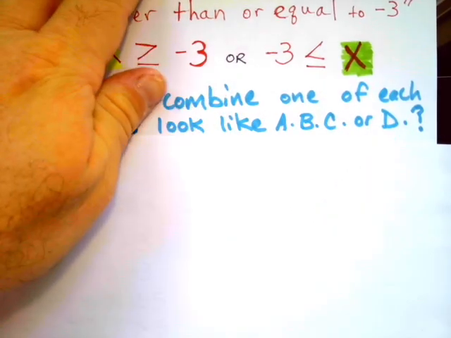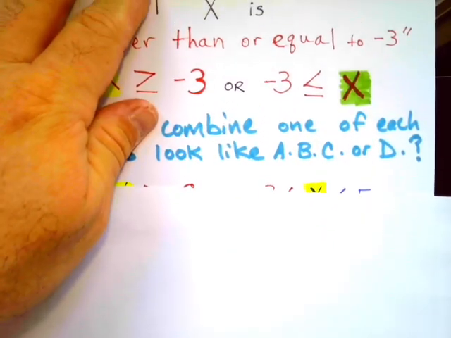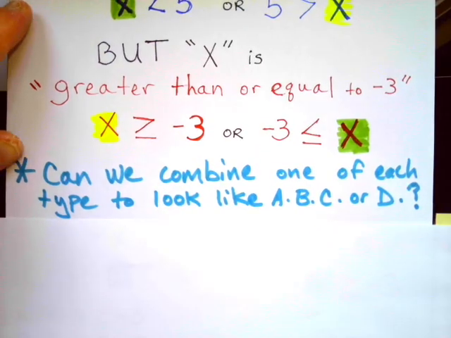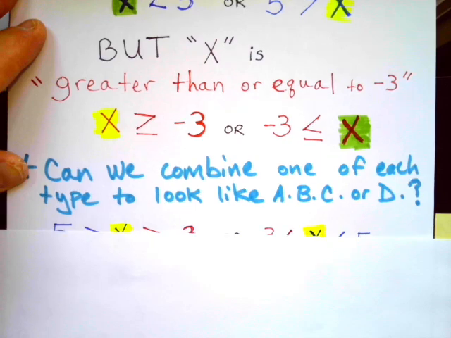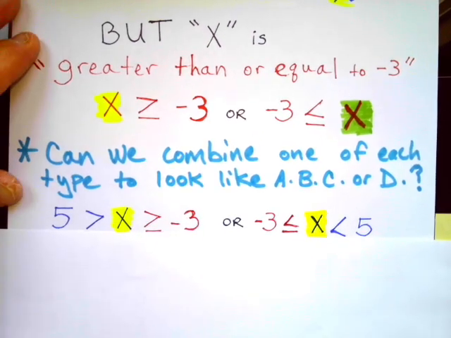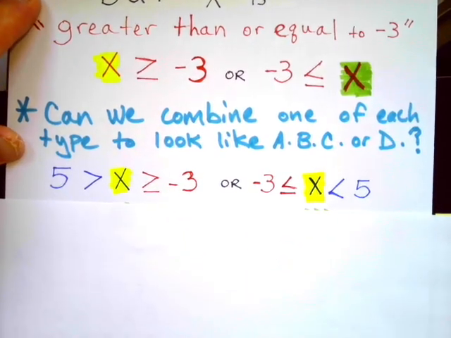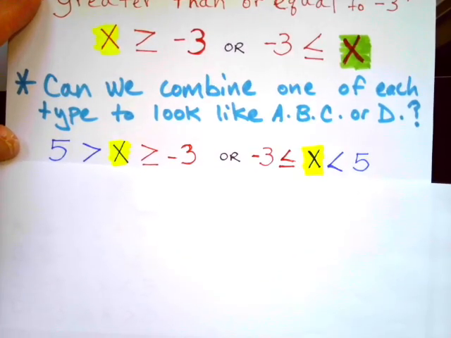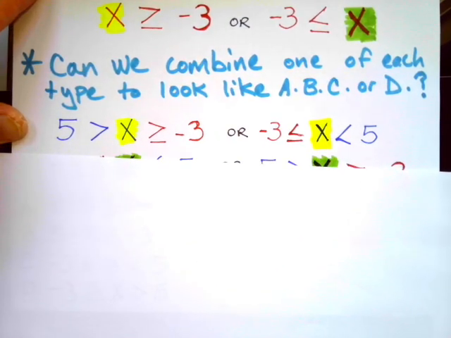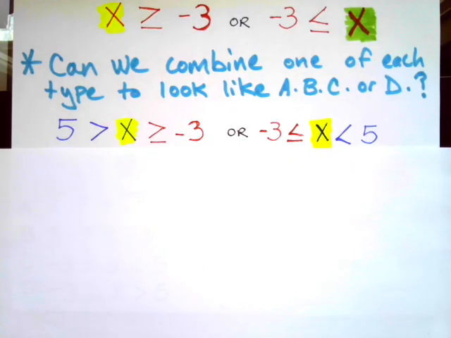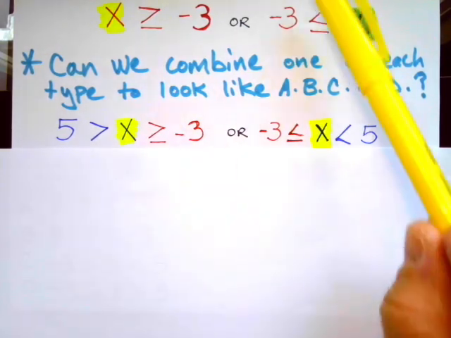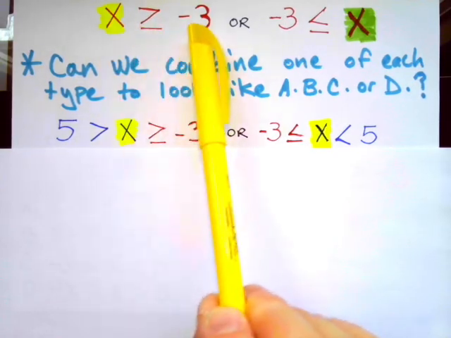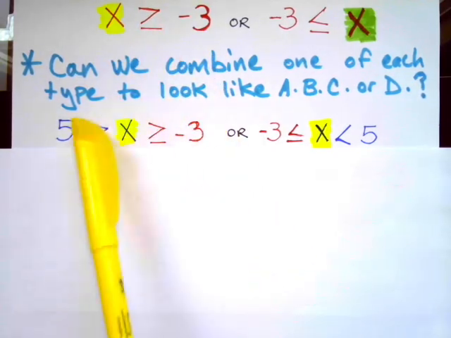So let's combine both of these. Let me bring that down a little bit here. Oh boy, it's going to be tough to show both, but you can rewind these videos and take a look at it. So now we're going to combine each of these types to look like the A, B, C, or D options from that first particular video. So here I'm just showing you we took that 5 is greater than x, put it over the x, where x is greater than or equal to negative 3, and we're combining them.